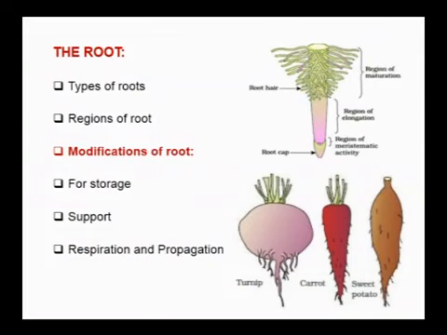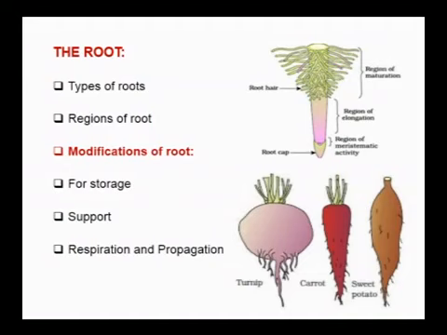The main function of the root system is to provide anchorage and absorb water along with mineral nutrients from the soil. Apart from that, the root also helps in secretion of phytohormones, which are necessary for growth. Other than anchorage and absorption, the roots are modified for storage, support, respiration and propagation.